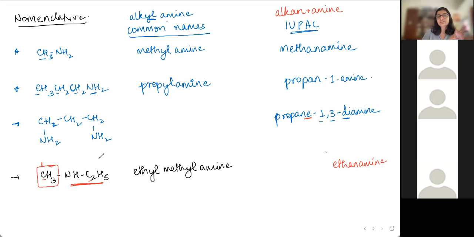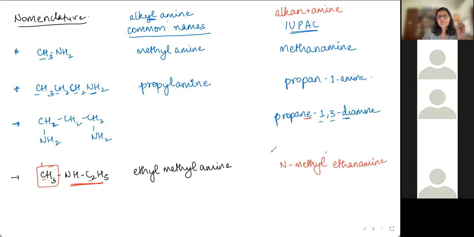Then the extra methyl group, again, numbering applies only to the carbon chain. In this kind of situation, where they are attached to the nitrogen atom, the prefix becomes N. So on the nitrogen, there's a methyl attached. So this will be N-methyl ethanamine.